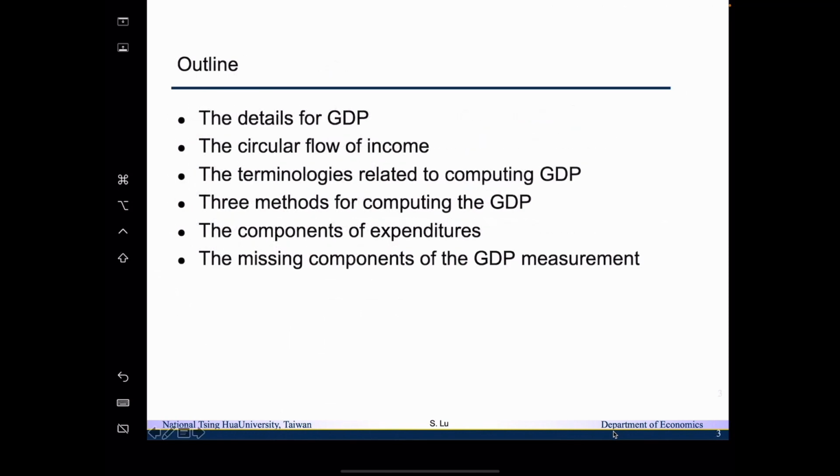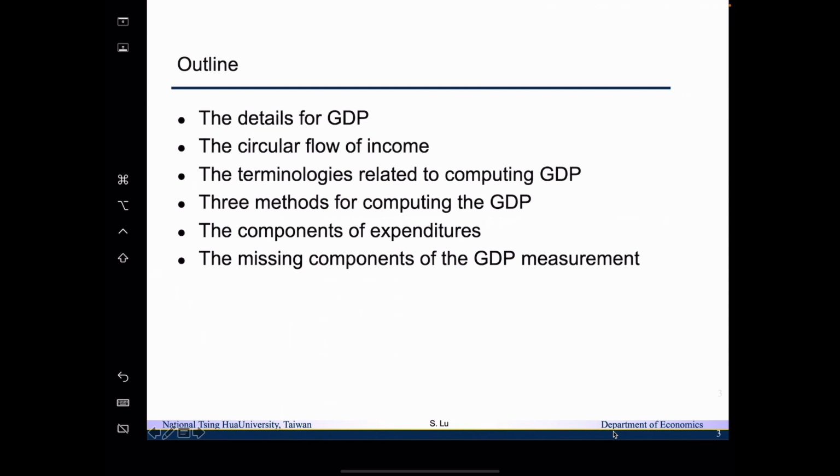We want to talk about the detail for GDP. We want to talk about the circular flow of income, such that we will be able to answer the question why there are 3 methods for computing the GDP. Then, to talk about how to compute GDP, we will talk about the terminologies related to computing the GDP, and then we will talk about the 3 methods for computing the GDP.